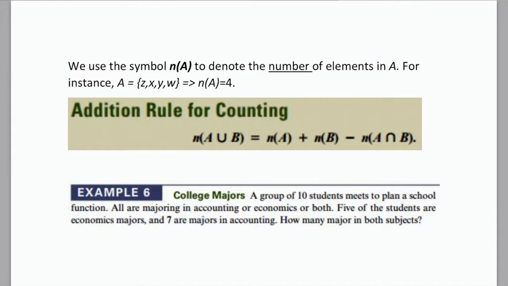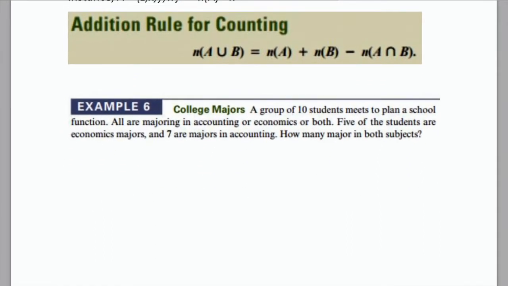We use the symbol n(A) to denote the number of elements in A. For instance, if A equals {z, x, y, w}, then we have n(A) equals 4 because there are 4 elements. Here is an additional rule for counting, so we must learn this. This is really important. We're going to be using it to solve several problems, okay?